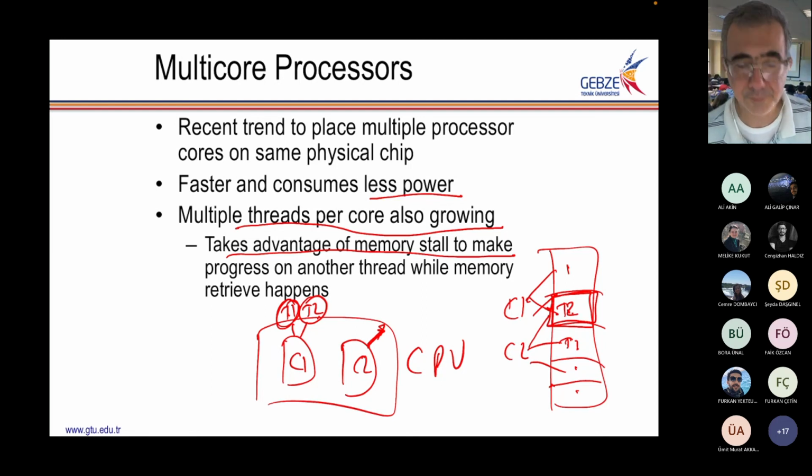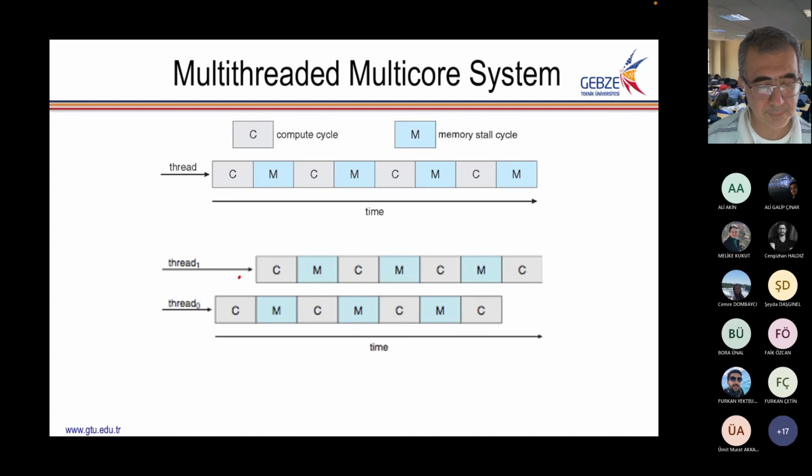Yes, that's correct. So this is what I said actually. You have compute cycles, memory wait cycles, compute, memory, and then another thread can work when there is a memory wait going on for another part of the memory for other processes. So different threads for the same core have a lot of advantages.